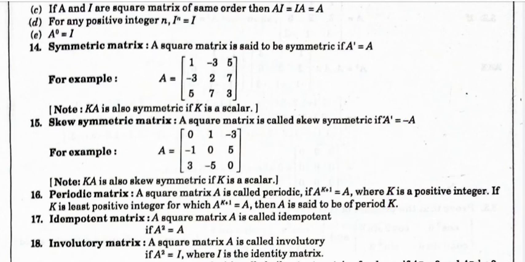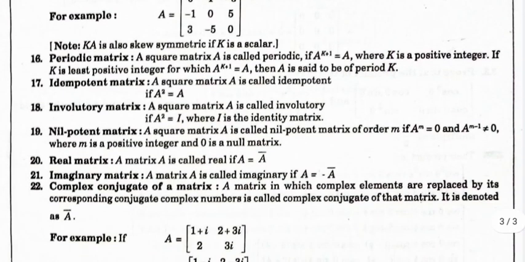So a periodic matrix is defined as follows: a square matrix A is called periodic if A to the power of k plus 1 is equal to A, where k is a positive integer. If k is the least positive integer for which A to the power of k plus 1 equals A, then A is said to be of period k. Now next is your idempotent matrix.